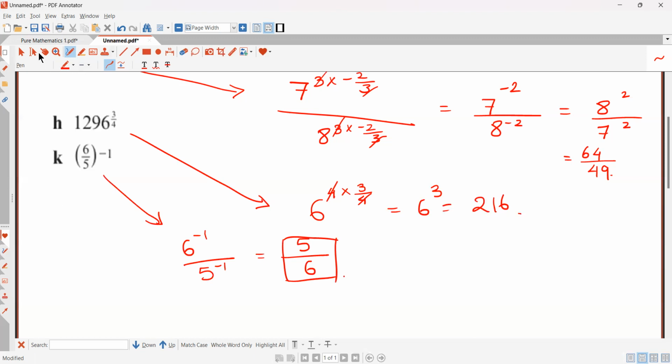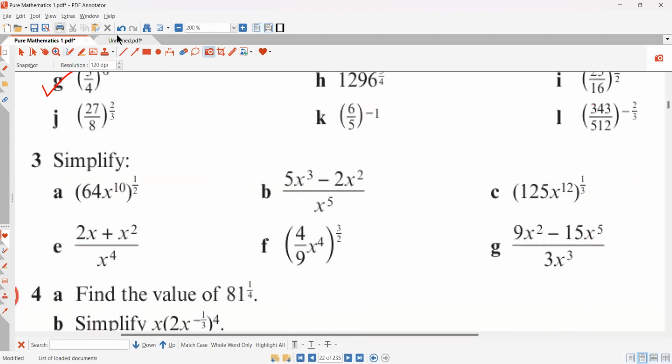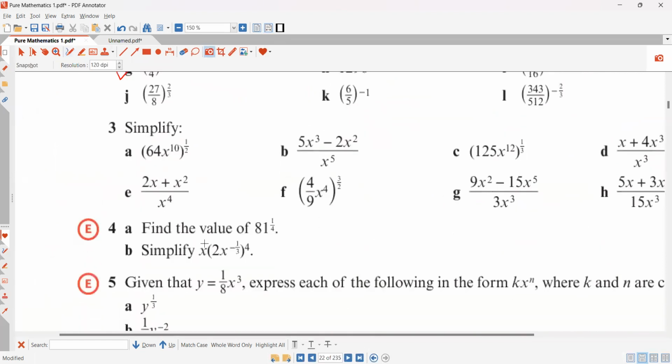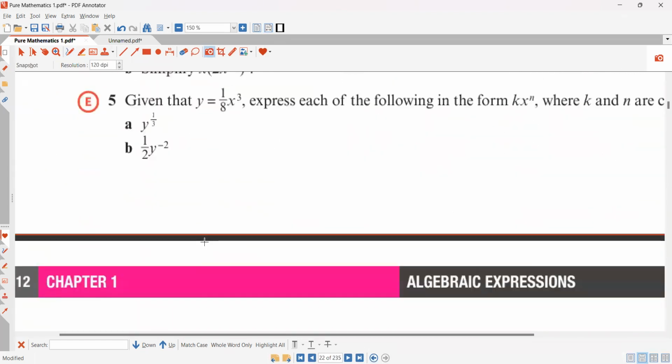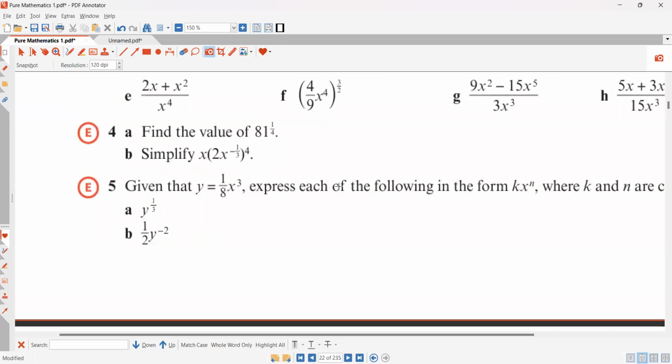Clear? I'm going on to the next concept now. We are doing surds. We'll be doing these. I want you guys to do question number 4 and 5 for me.